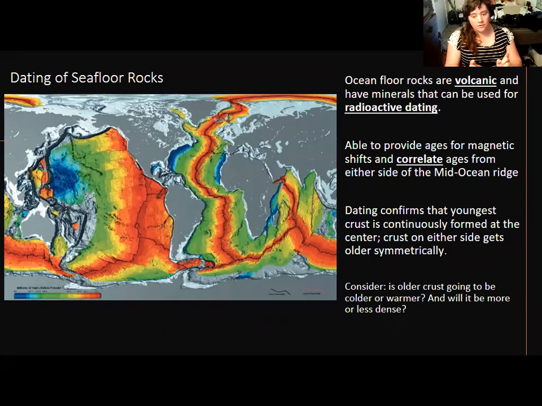So here's a question. When you get farther and farther away from the mid-ocean ridge, so at the mid-ocean ridge itself, you have the eruption, you have seafloor spreading.